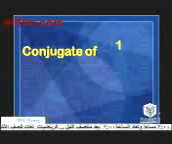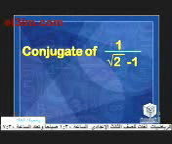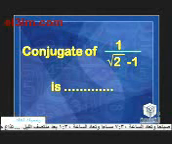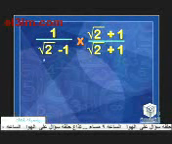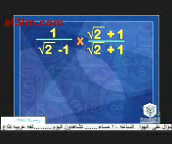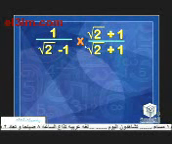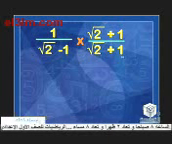Now another question. The conjugate number of 1 over root 2 minus 1 is points. We know from before that we can multiply by the conjugate number. We have root 2 minus 1; the conjugate of it is root 2 plus 1. So we multiply the whole expression by root 2 plus 1 over root 2 plus 1.